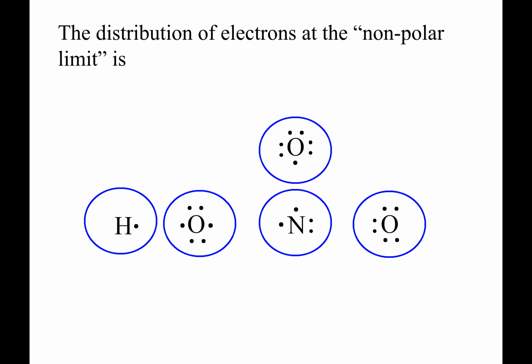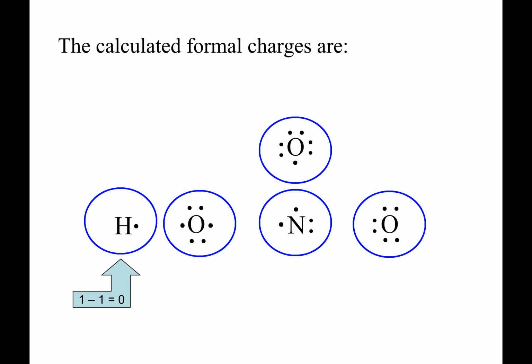And it kind of looks like this. So these little circles, whatever is in the circle for that atom is the number of electrons at the nonpolar limit. That's the number that we subtract from their valence electrons. So look at the periodic table: how many valence electrons for hydrogen? 1, yeah. So we take 1 minus 1, and we get 0. I know, it's kind of anticlimactic. 1 minus 1 is 0. So its formal charge is 0.